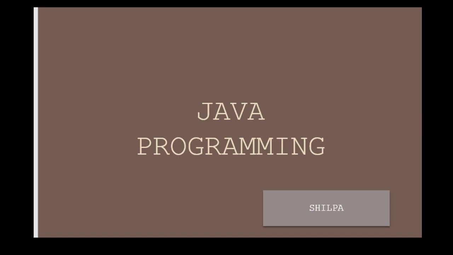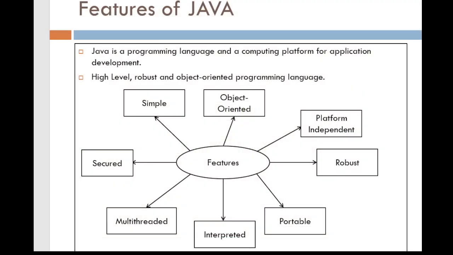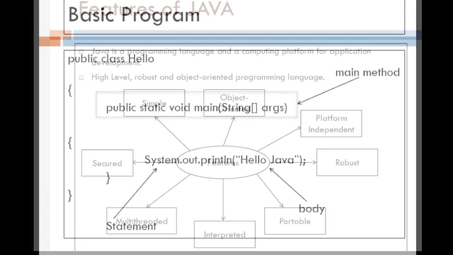Today we will start Java programming. So what is Java programming? It is a programming language that is platform independent. There are some features of Java. First is simple. It is object oriented. It is platform independent. It is portable, interpreted, secured and robust.